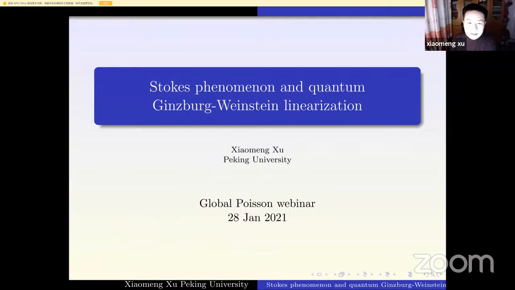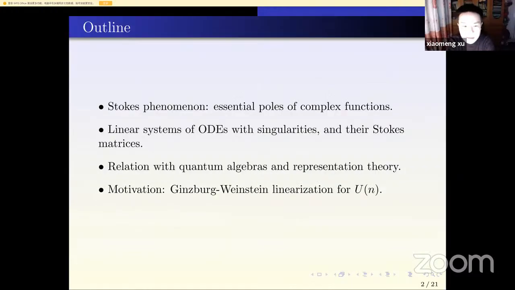So my talk has three parts. In the very beginning, I'm gonna give a general introduction to the Stokes phenomenon. Roughly speaking, it studies the properties of complex functions around essential poles. For example, if we take the function exponential 1 over z, we know that it has different behaviors when z goes to 0 from the left or from the right half planes. It has different asymptotics for any complex function at an essential pole. And this phenomenon normally happens to the functions which arise as the solutions of ODEs with irregular singularities.